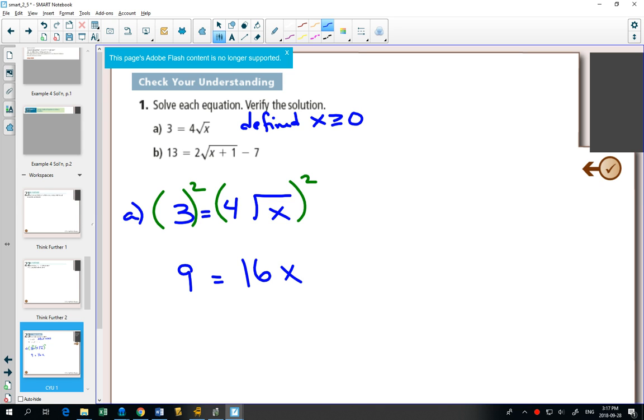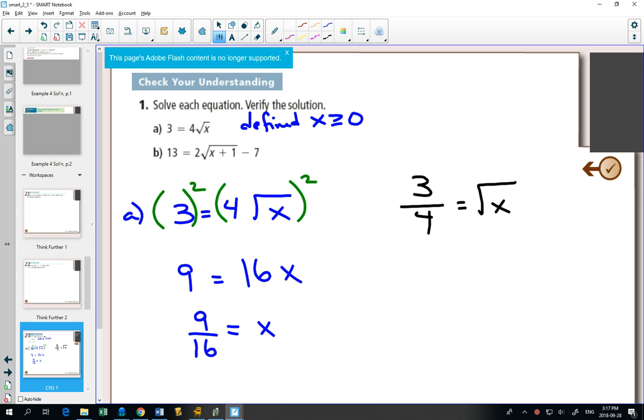16x. How do I get x by itself? Divide both sides by 16. So I squared both sides right away because my term with the square root was isolated. Somebody else says, Mr. JR, what happens if I divided by 4 first? Is that okay? Yes. If you divided by 4 first, can you see that you would get 3 divided by 4 equals the square root of x?